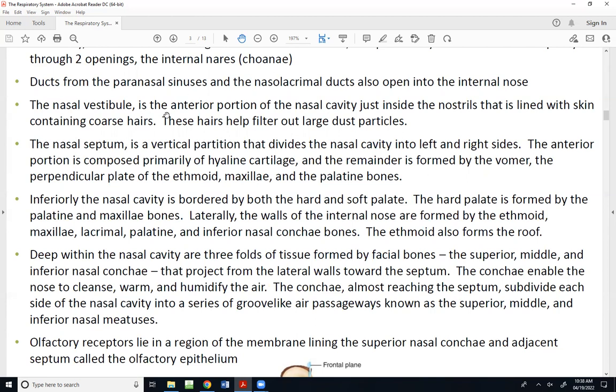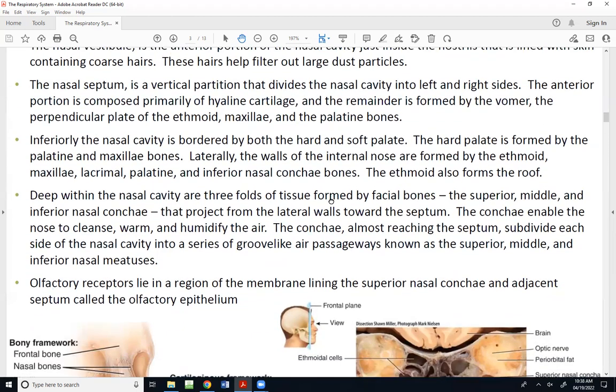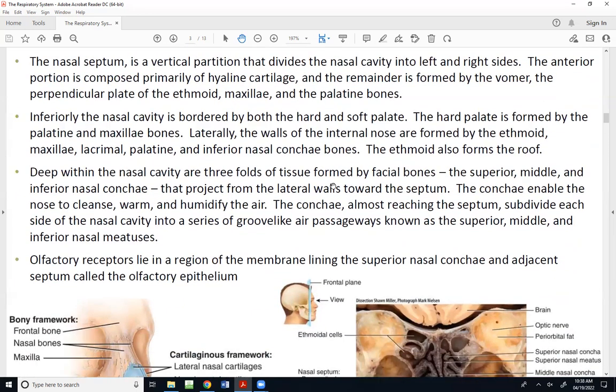Nasal vestibule is the anterior portion of the nasal cavity, just inside the nostrils, lined with skin, and contains coarse hairs, which help filter out large dust particles. This is where the boogers will collect that you can pick out, and obviously the hairs as well that are there. I always joke that for whatever reason, guys, as we get older, the hair gets longer and longer and more significant, which is why grandpas have so much nose and ear hair as well.